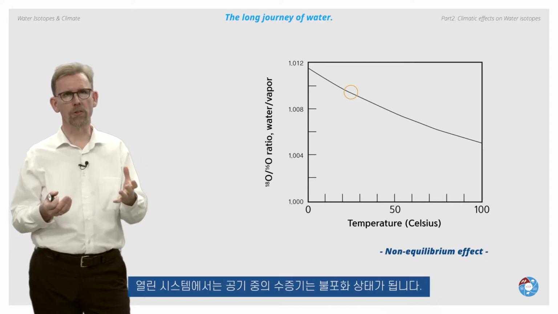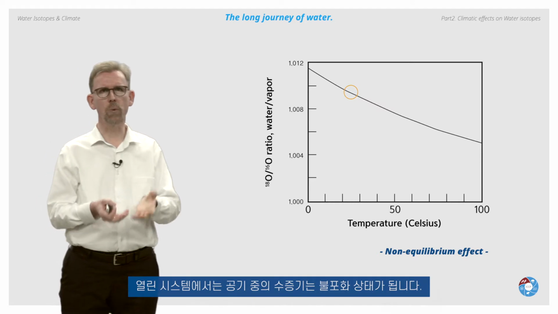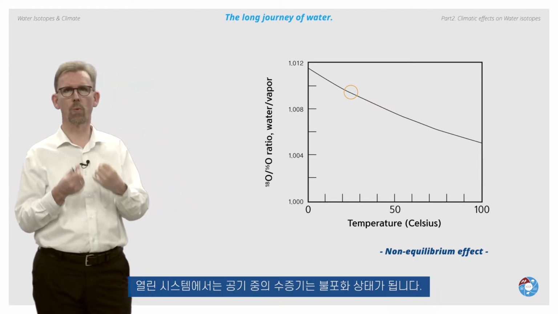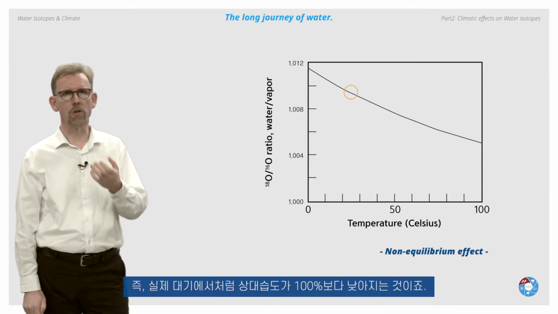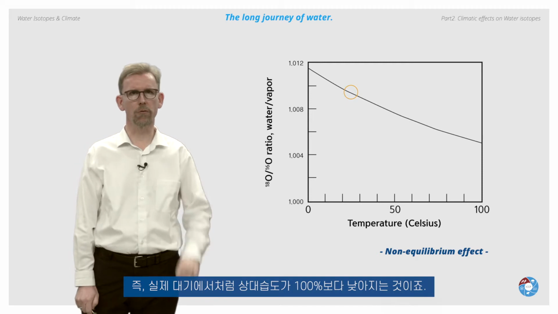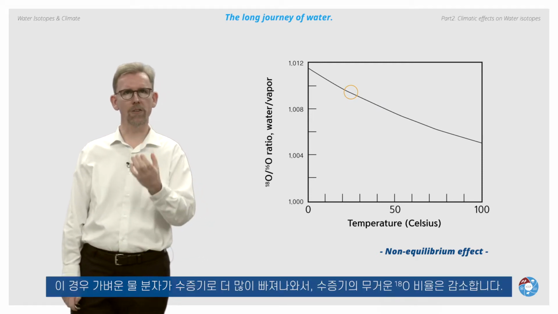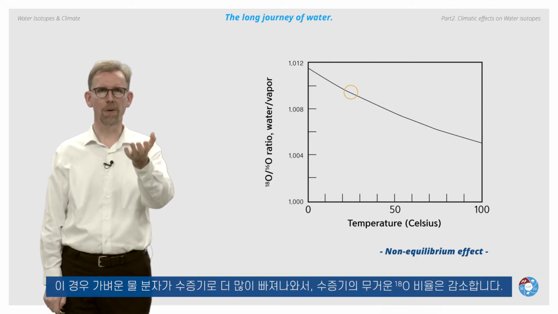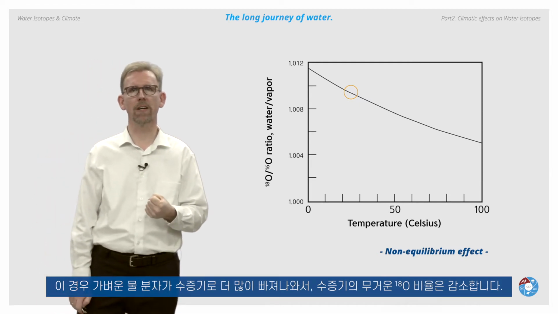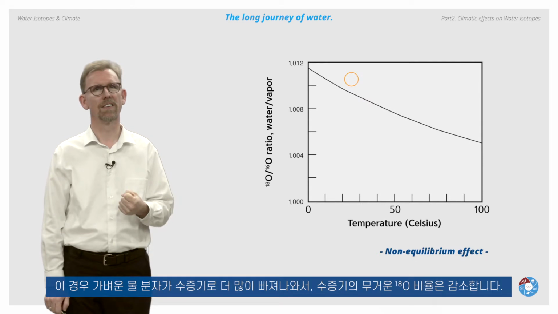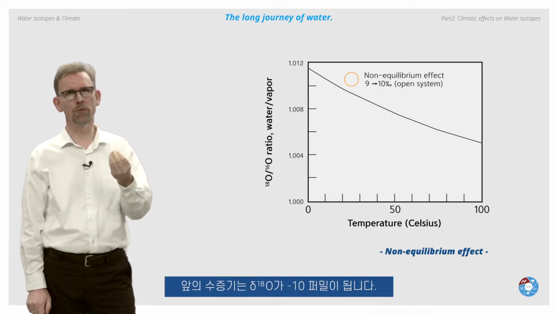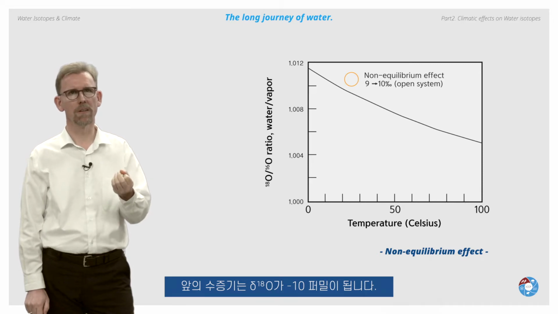When we open the system, which means we allow the air to be unsaturated with water vapor, which means a relative humidity below 100%, like in the real atmosphere, more lighter water vapor will escape, which means we have a depletion in heavier 18O. The water vapor attains delta 18O values of -10 per mil.